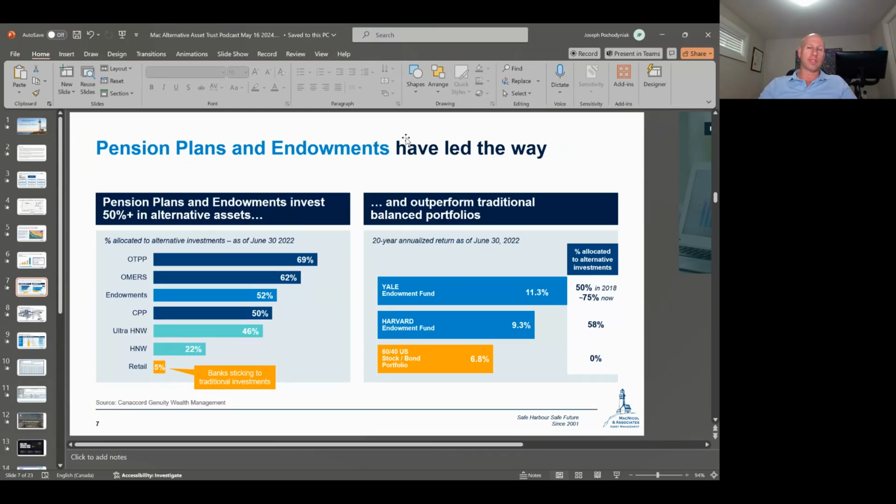Pension plans and endowments have certainly led the way. So this is just a selection of some of the main Canadian pension plans and endowment groups. The Ontario Teachers Pension Plan, OMERS, the Canada Pension Plan. All of those investors have one thing in common, and that is they are no strangers to alternatives like private equity.